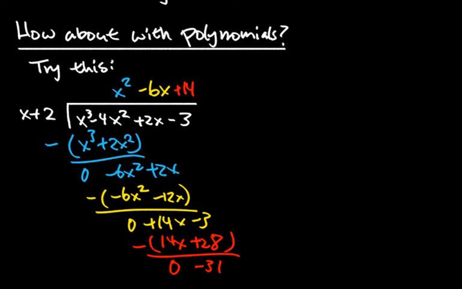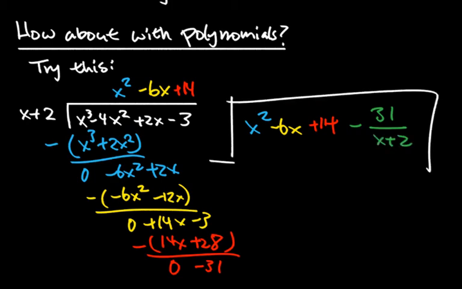So what we end up with is x squared minus 6x plus 14. And I'll just use another color there. Minus 31 over how many parts were we dividing by? x plus 2. So we got that. Alright, let's look at another one.